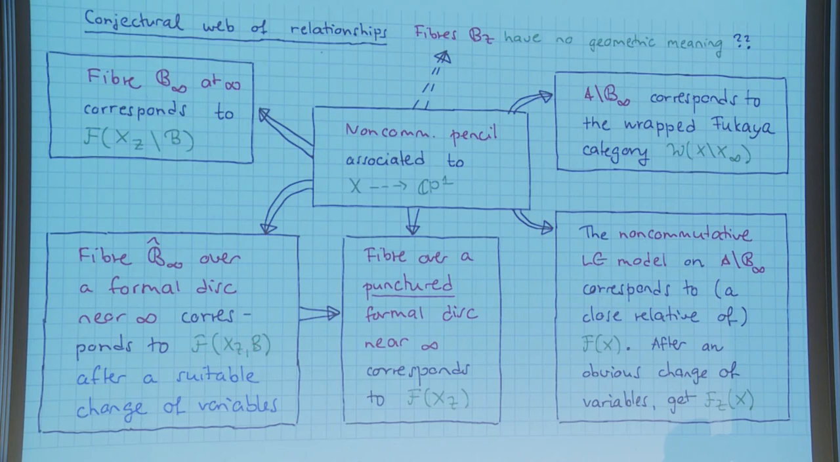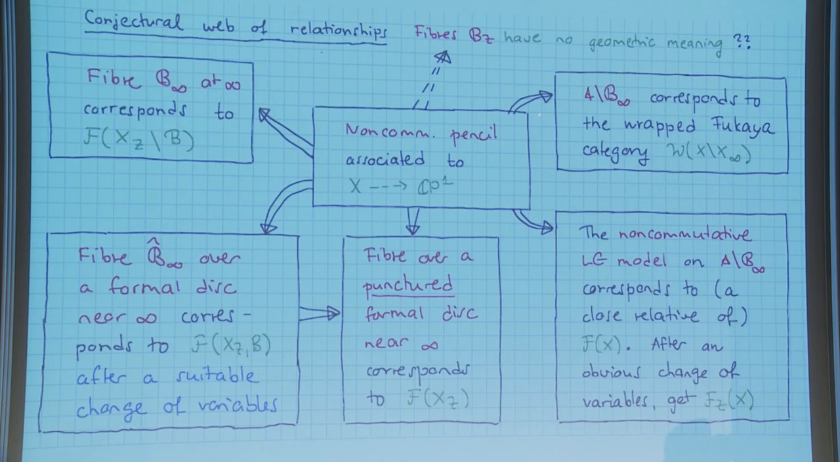After a suitable change of variable, there's a question of what the deformation variable is, which is rather tricky. But this at least is an internally consistent picture, because this relative Fukaya category is a formal deformation of this one here, and this one here is certainly a formal deformation of that one. It seems to work out well in examples. And then obviously, if you take the fiber at a punctured formal disk of the non-commutative pencil, that would correspond to inverting the deformation parameter, so you would land here.